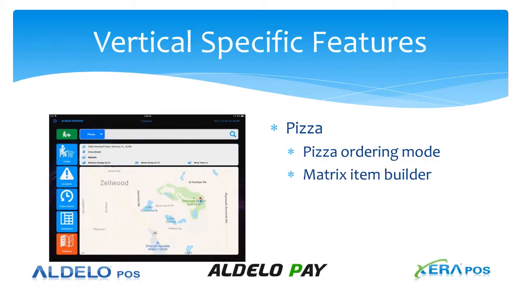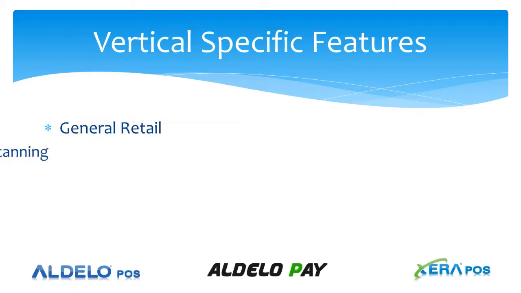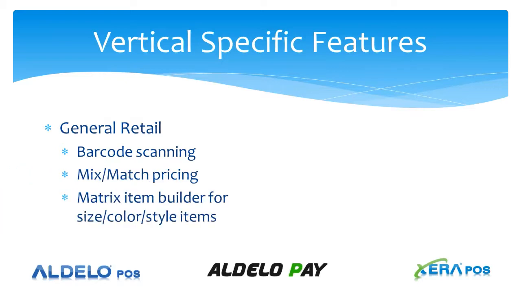We do pizza well, and we have a pizza builder. We have a built-in delivery module, driver mapping, and yes, we do have caller ID. So we do delivery well. For general retail, we do scanning, mix and match pricing. We have a matrix item builder for size, color, and style. And then we can do a suspend and recall.